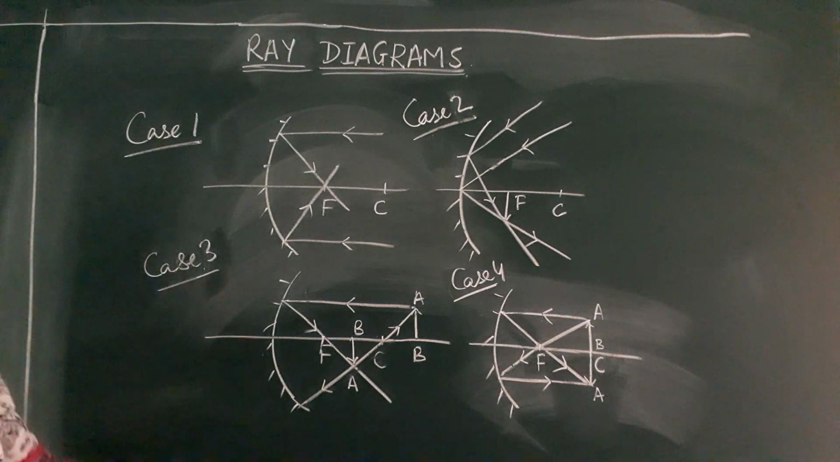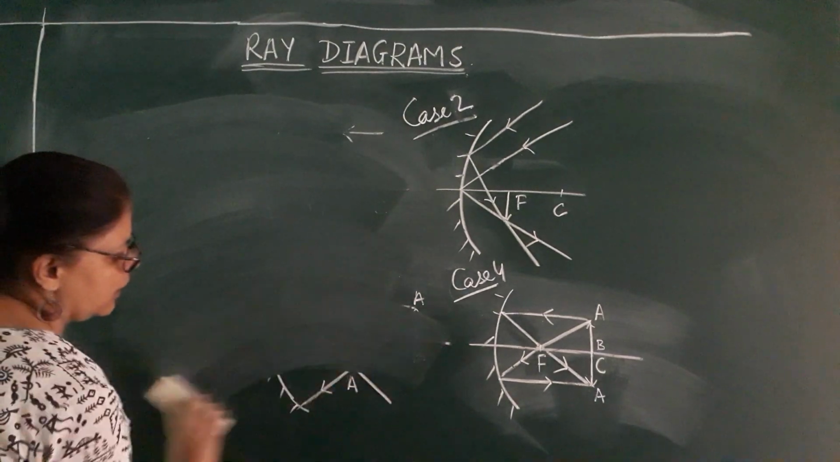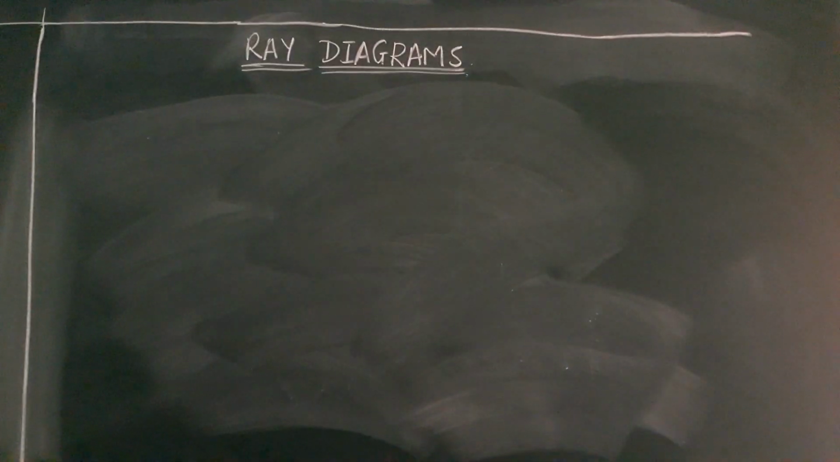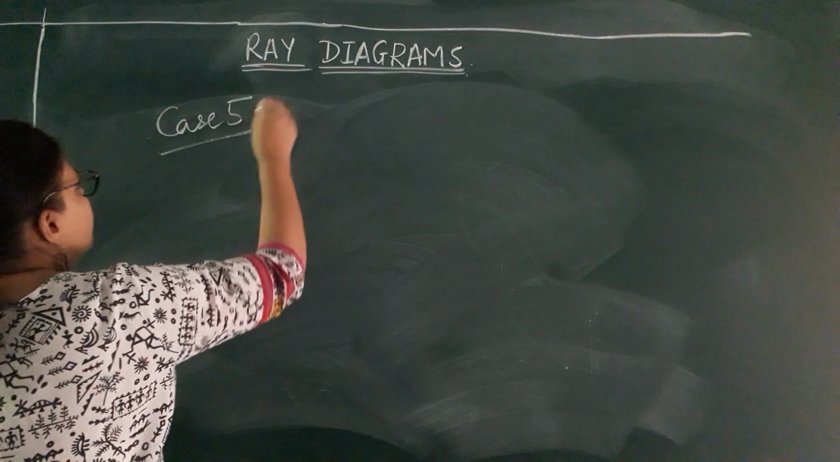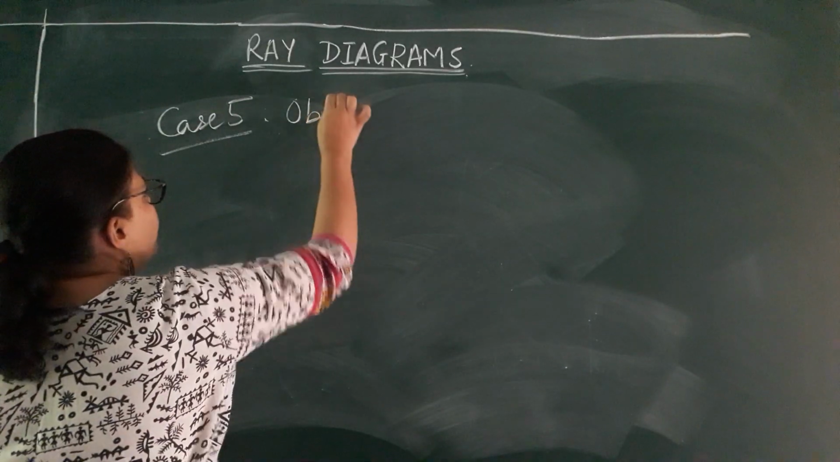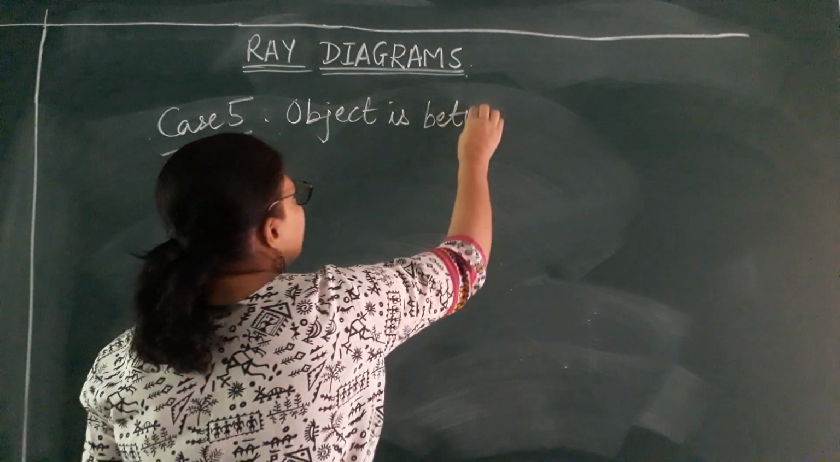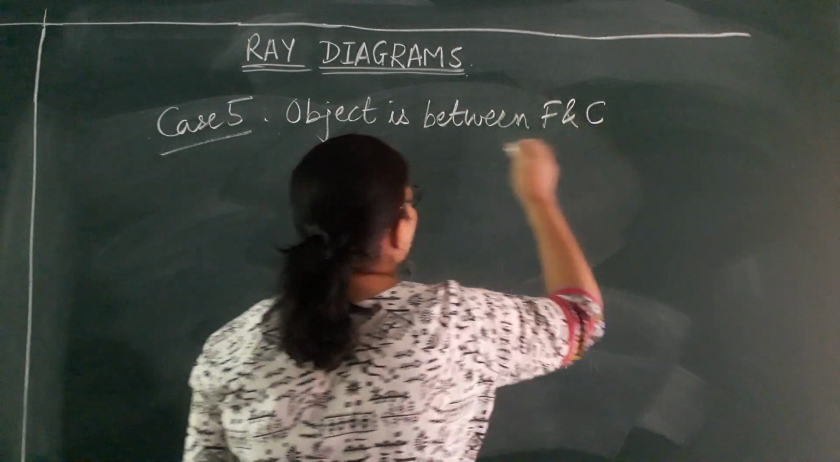So these are the 4 cases. Now I will start with case 5. I am erasing all these cases. I hope you must have compared it. Now we move on to case 5, which says the object is between C and F. So case 5, object is between F and C.